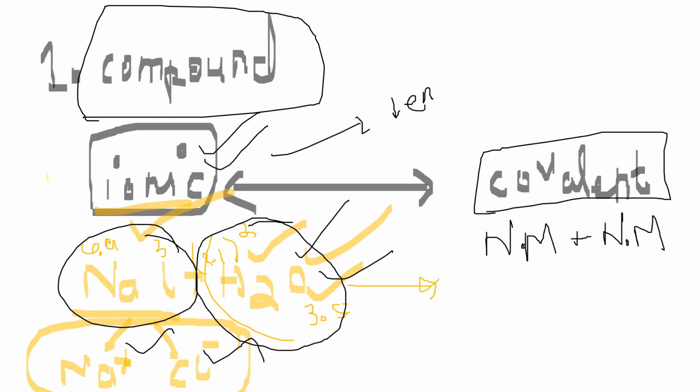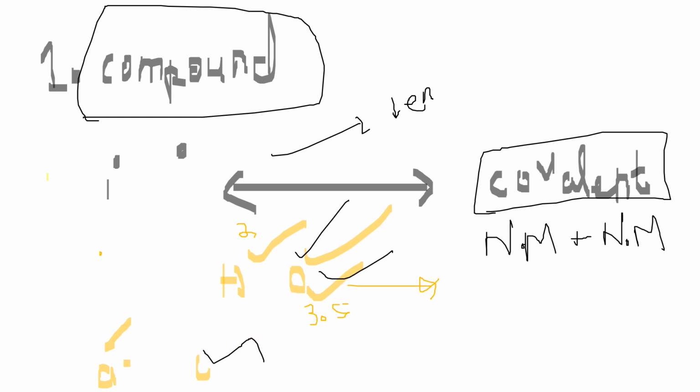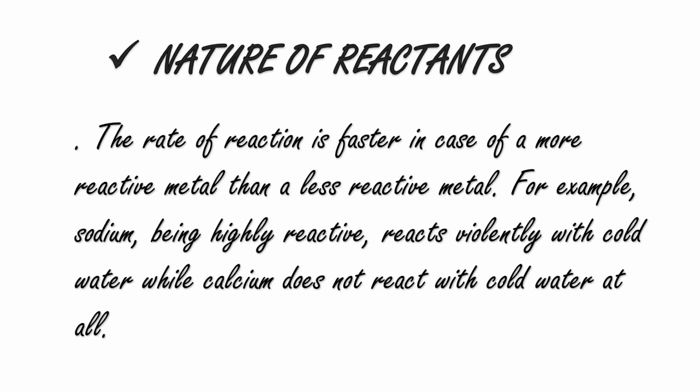Now this is called the nature. Okay, so let's have a look at its definition. As we can see here, the rate of reaction is faster in the case of a more reactive metal than a less reactive metal. For example, sodium, the metal, reacts with cold water, while calcium does not react with cold water at all. That basically shows us the nature.